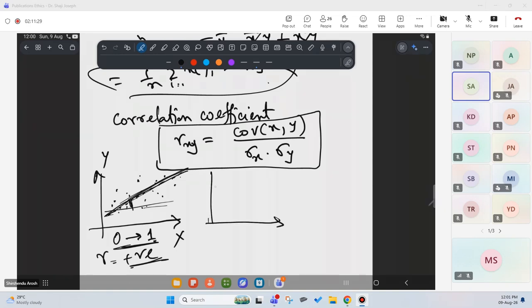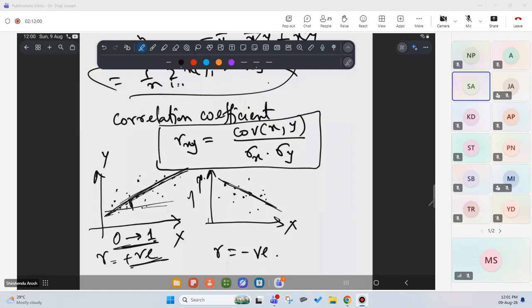Similarly, if you see something like this, where you can assume a straight line again, where the increasing of x shows the decreasing of y, that means it is negatively correlated. So increasing of x shows the decreasing of y, or the decreasing of x shows the increase of y.